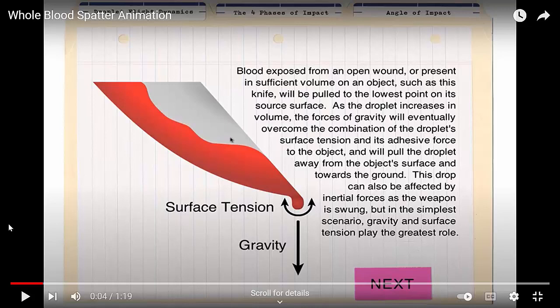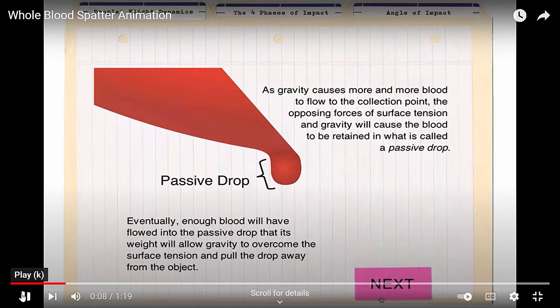This drop can also be affected by inertial forces as the weapon is swung. So basically, things that are just making the blood droplet change direction by the swinging of the weapon. But in the simplest scenario, gravity and surface tension play the greatest role. So now we're going to click next, and it's going to talk to us about a passive drop.